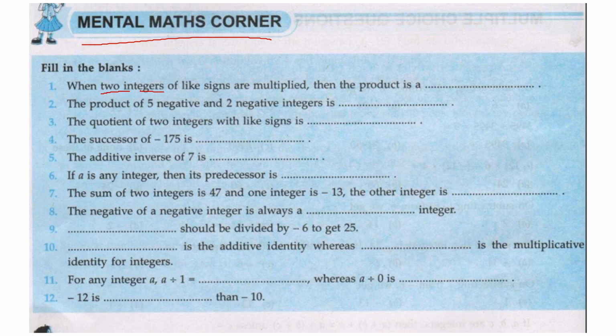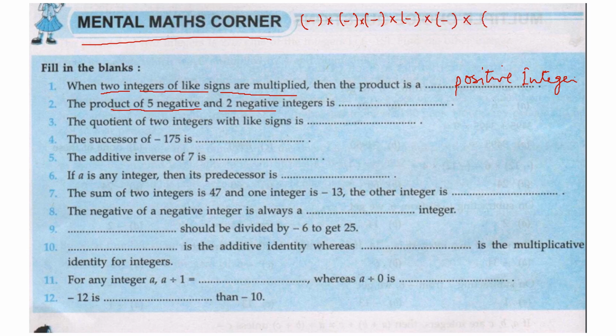When two integers of like signs are multiplied, then the product is a positive integer, isn't it? Whether they are positive or negative, the answer was always positive. Second, the product of 5 negative and 2 negative means 5 negative 1, 2, 3, 4, 5 and 2 negative 1 and 2. Sorry. It means 1, 2, 3, 4, 5, 6, 7.